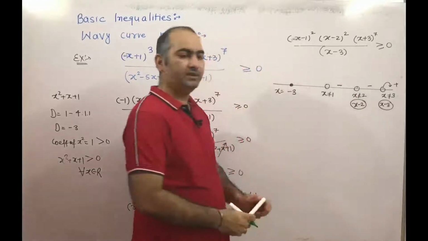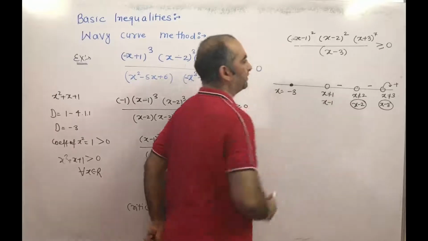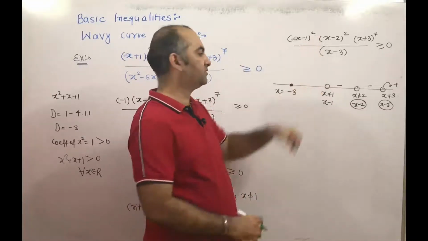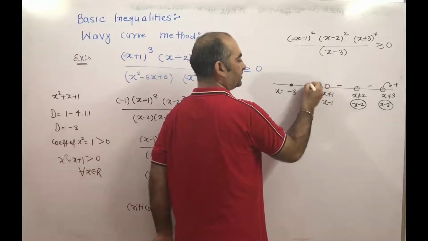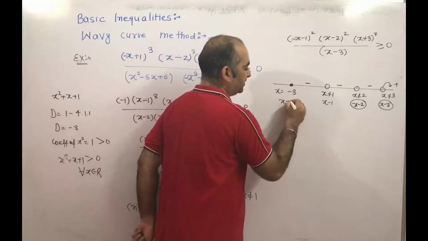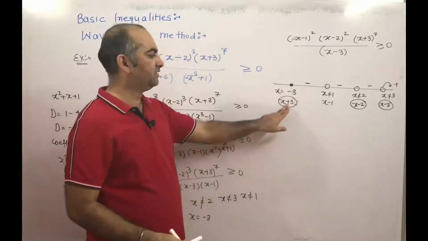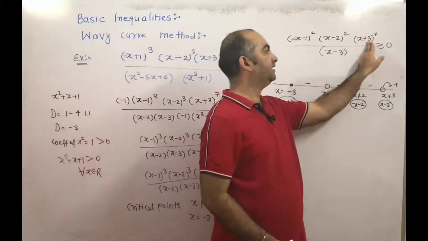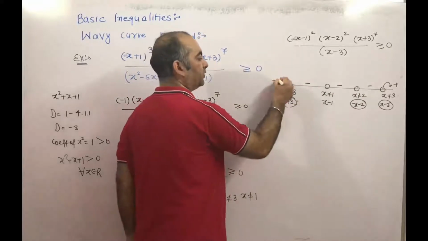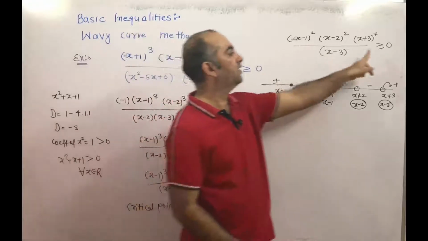Then x not equal to 1. If you take 1 this side, x minus 1 will come. So we check x minus 1 whole square. Here also the power is even, so the same sign will repeat. So this is negative. Next, x plus 3 to the power 7. If you take minus 3 this side, x plus 3 will come. The power is 7, which is odd, so we have to change the sign. So this is negative, this is positive. Now we want this side to be greater than or equal to 0.